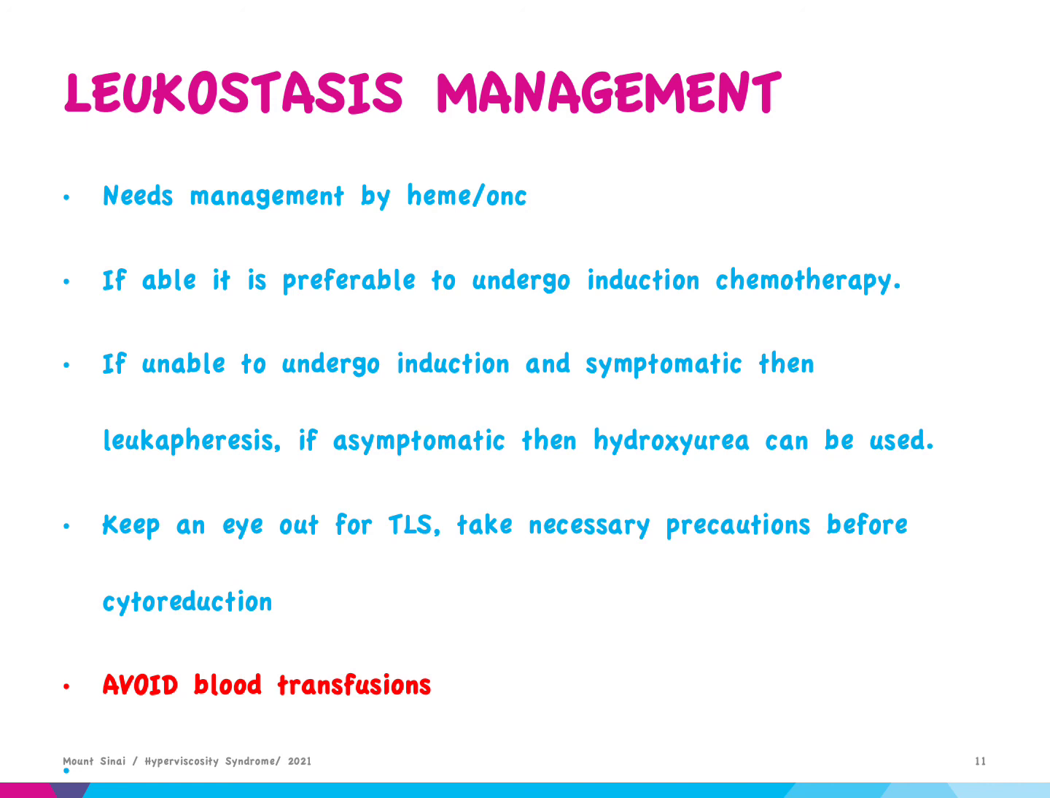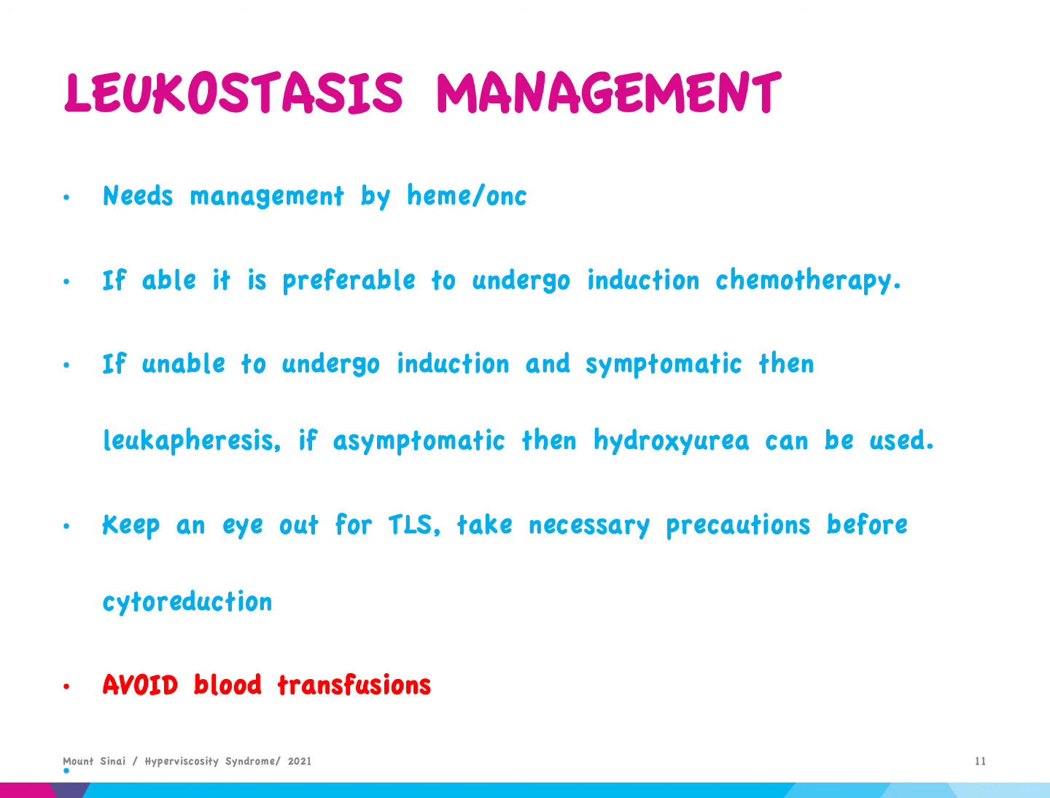So the body compensates by decreasing the erythrocyte count. And it's usually preferable that these patients undergo induction chemotherapy. If unable to undergo induction and symptomatic, you can do leukapheresis. And if asymptomatic, then you can use hydroxyurea for a slower decrease in the white blood cell count.